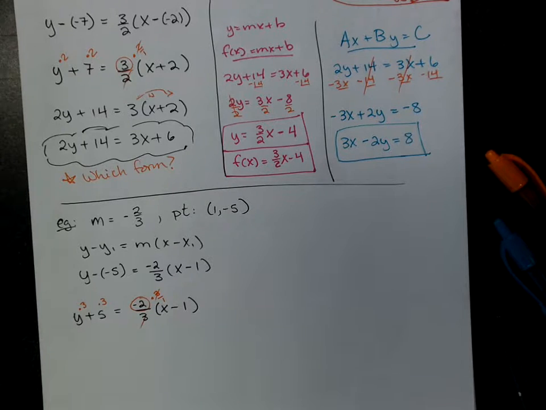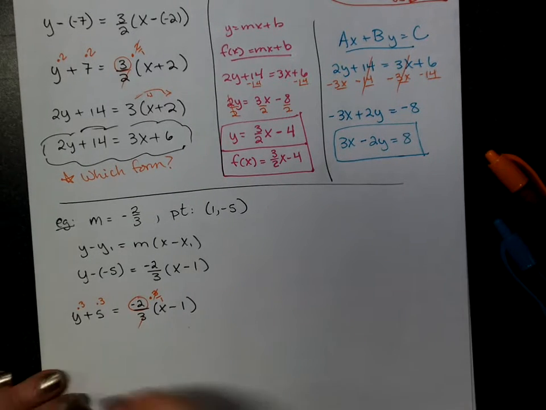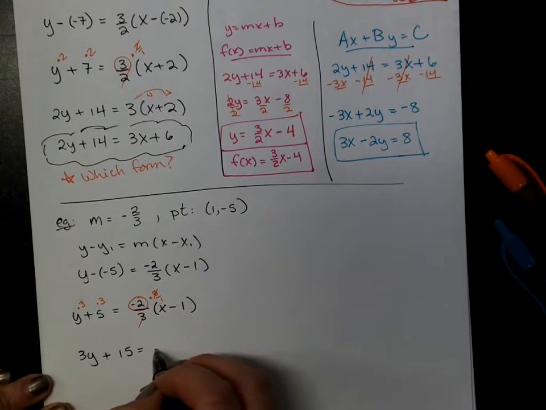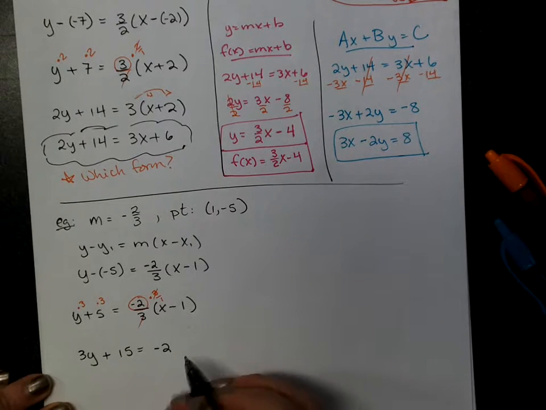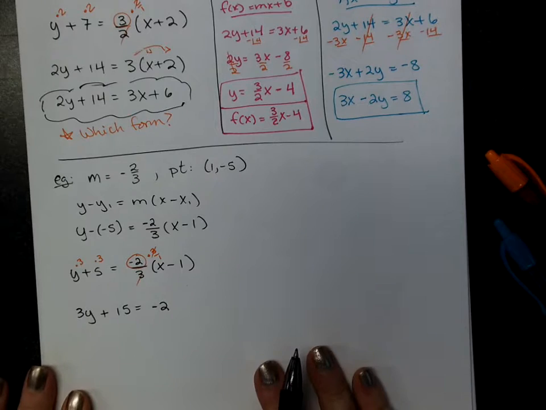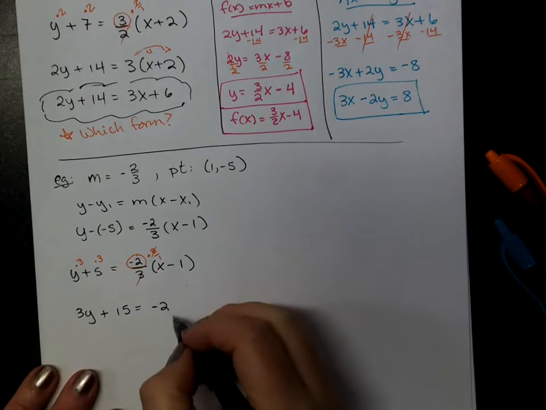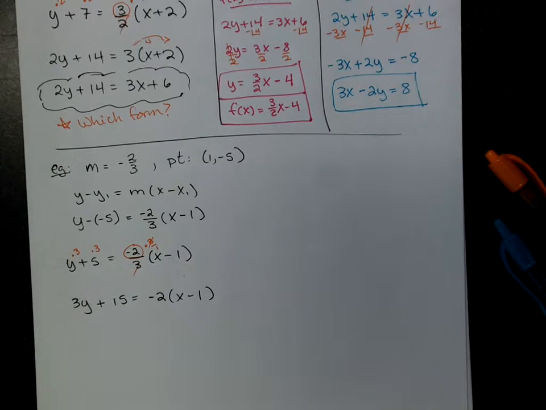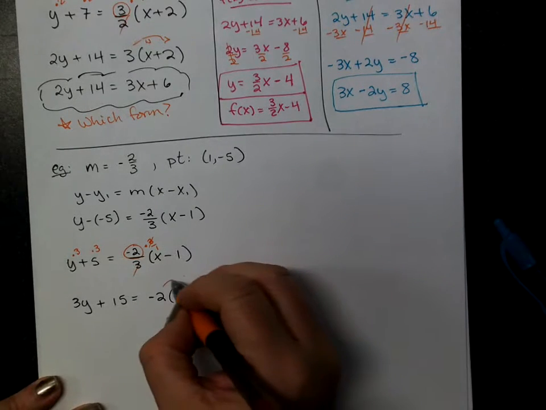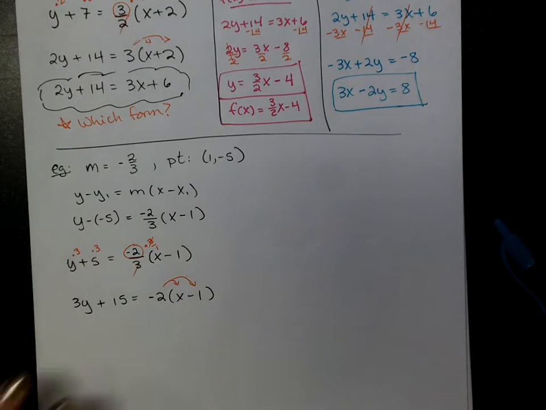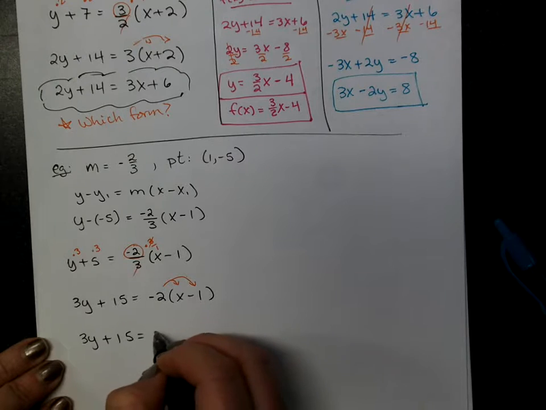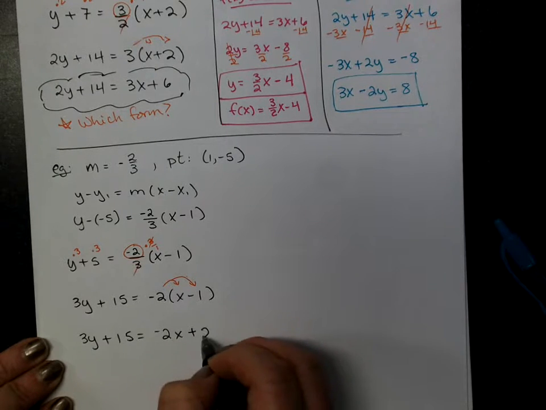Let's kill the fractions, 1, 2, 3. 3y plus 15 equals negative 2. That's my new factor in front, that negative 2, because the 3's were canceled out, times x minus 1. Make sure you're very careful. I see a lot of careless mistakes at this point. Distribute completely and make sure you mind your negatives. 3y plus 15 equals negative 2x plus 2.